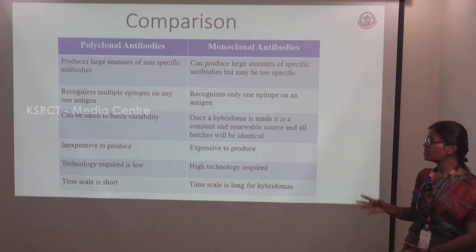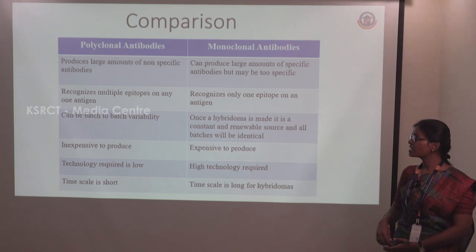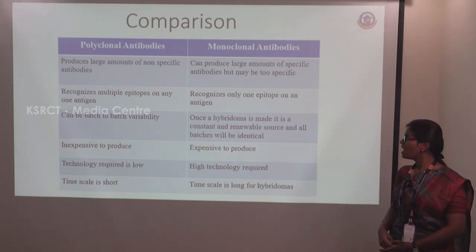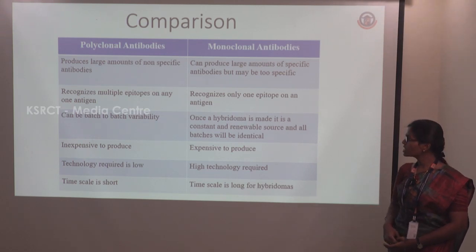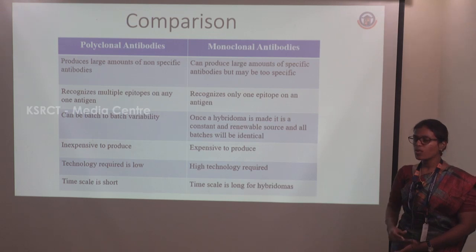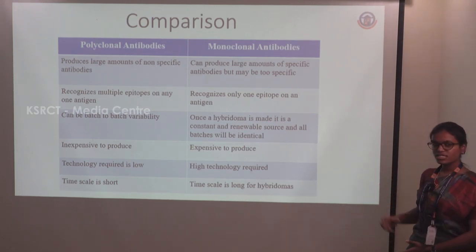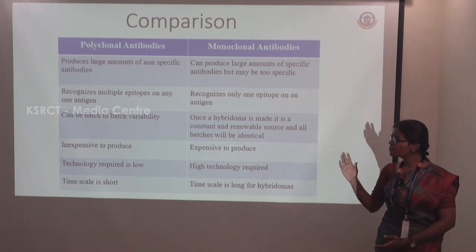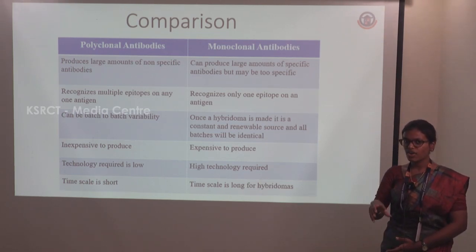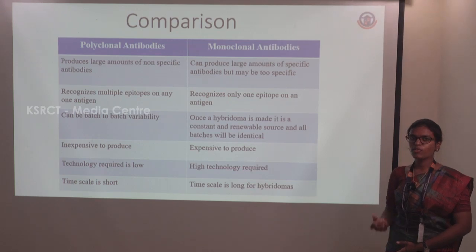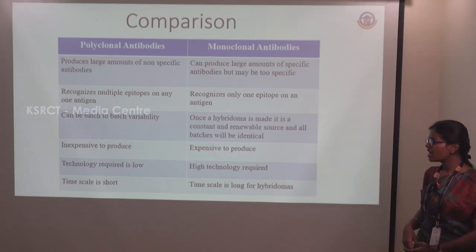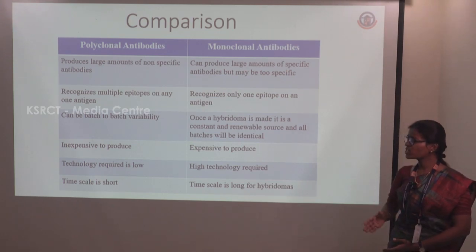Polyclonal antibodies are produced in large amounts and are non-specific. They can bind to any part of the antigens. Monoclonal antibodies are produced in large amounts specifically by one cell, but it is not too much specific. Polyclonal antibodies recognize multiple epitopes on a foreign particle, but a monoclonal antibody will recognize only one epitope on the foreign particle, and polyclonal antibodies can show batch to batch variability.